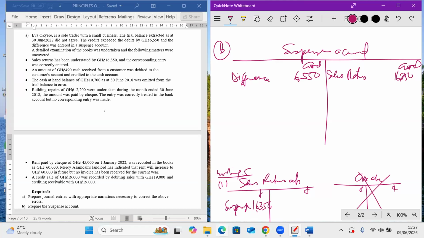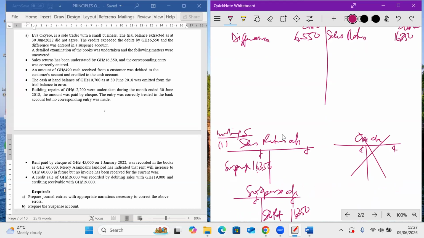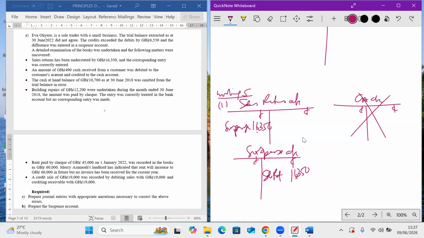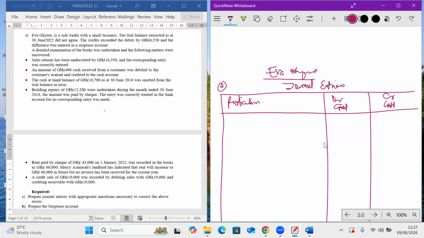Then I'll ask these two accounts, the sales returns and the suspense, which one of them has a debit entry? Sales returns has a debit entry. Do you agree? Yes. Okay, so I'll go to the journal and I write sales returns account. How much is it? 16,350. Then I write what account? Suspense, 16,350.